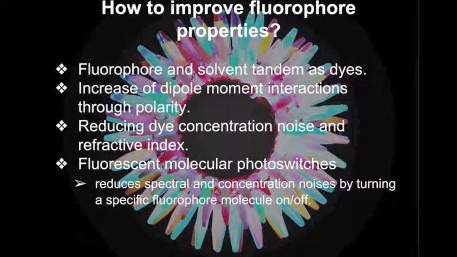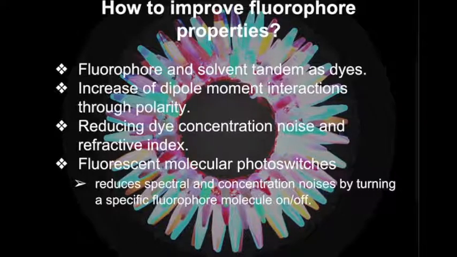Fluorophores by themselves are not perfect because errors such as noise from other molecules in the environment, low fluorescence emission, and imaging can be obtained. Therefore, some ways to improve fluorophore properties are the use of dyes, more dipole-to-dipole interactions through pH modifications, improving fluorescence emission by reducing dye concentration noise, and refractive index.